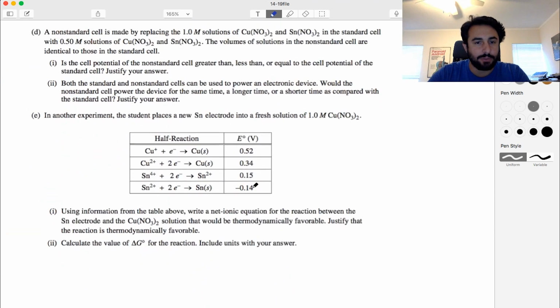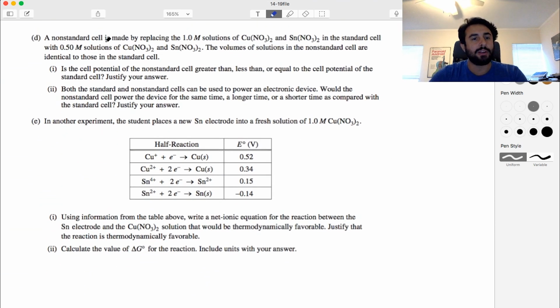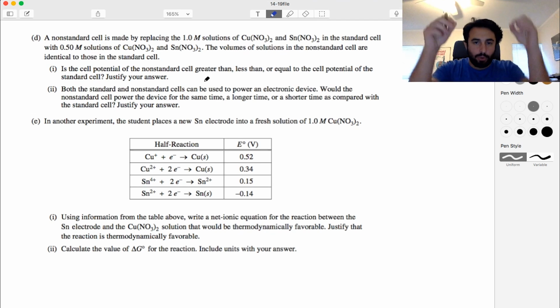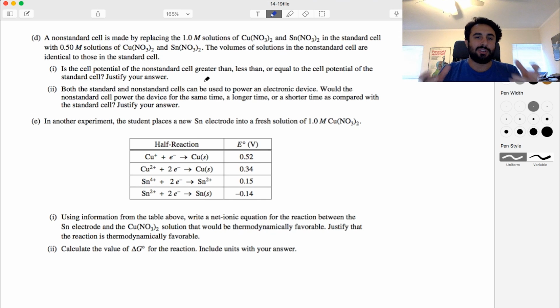Okay, so that's that. A little bit more to talk about here. This part says a non-standard cell is made by replacing the 1 molar solutions of copper nitrate and tin nitrate in the standard cell with 1/2 molar solutions. So those solutions there that are holding the electrodes, we have copper nitrate and tin nitrate solutions in there of a particular molarity. The standard cell says they're 1 molar, right? That's just a standardization that we use. But it doesn't have to be, right? So we could also have half a molar solutions in there.